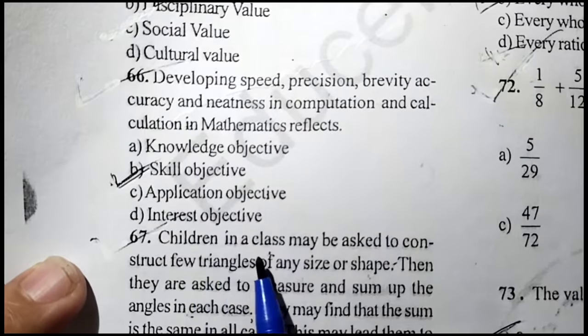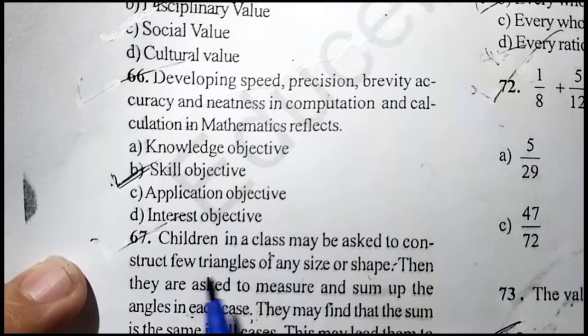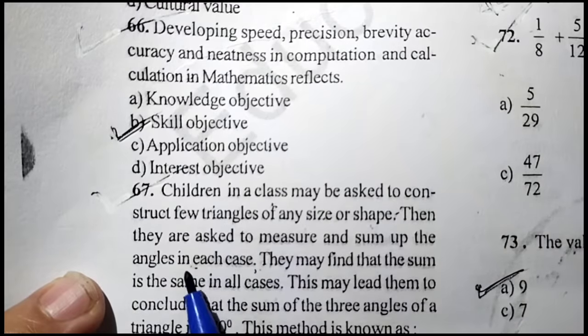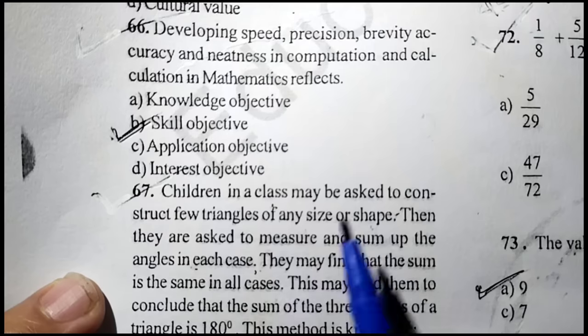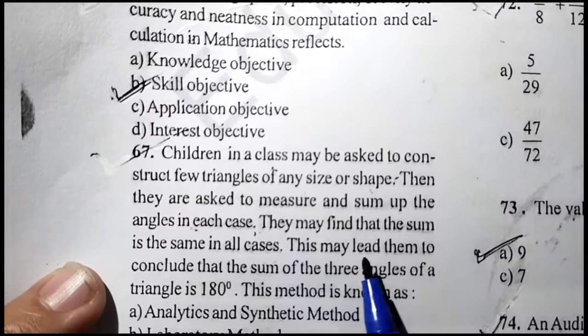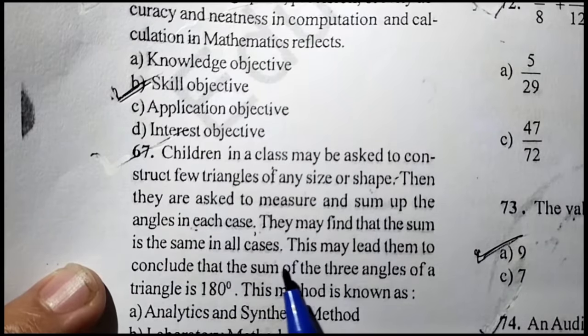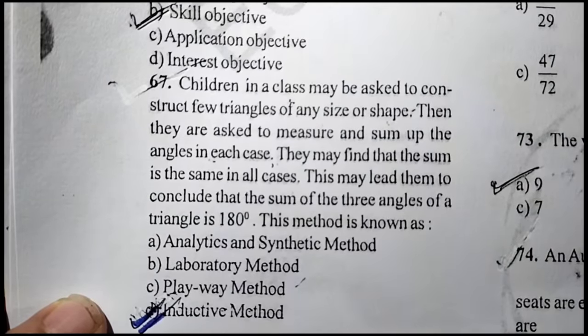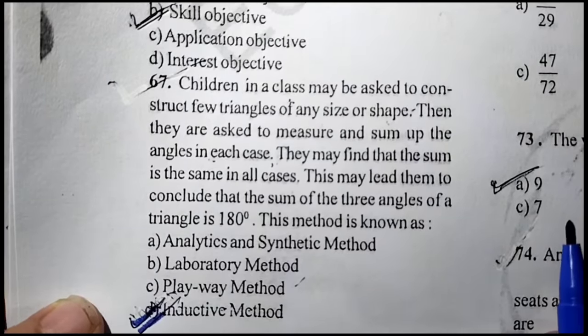67. Children in a class may be asked to construct a few triangles of any size or shape. Then, they are asked to measure and sum up the angles in each case. They may find that the sum is the same in all cases. This may lead them to conclude that the sum of three angles of a triangle is 180. This method is known as the inductive method.